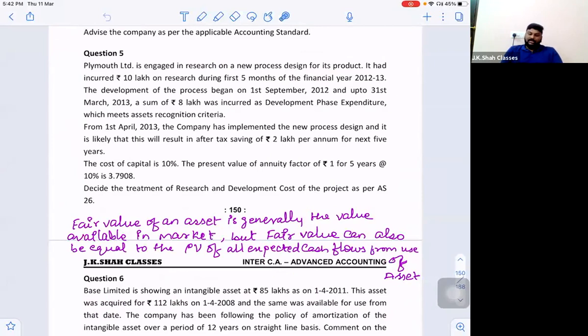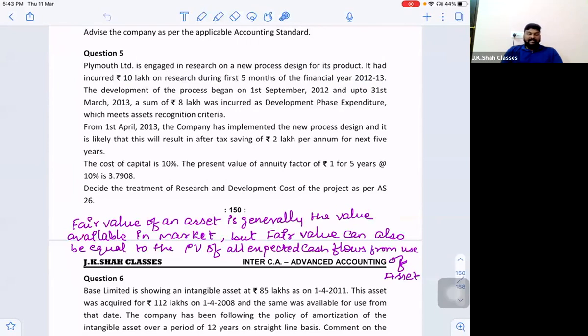Now, what they say: Plymouth Limited is engaged in research on a new process design for its products. So it is engaging in some research. It had incurred 10 lakh rupees on research during the first 5 months of the financial year 12-13. Now, sir, we learned yesterday that if an enterprise is incurring any expense on the research part, the entire amount will be charged to the profit and loss account immediately in the financial year in which it is incurred. So it is incurred in 12-13, so technically in 12-13, the entire 10 lakhs goes to profit and loss account.